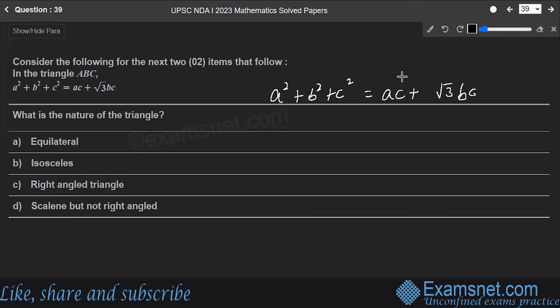Now, I can't solve this directly. There are unlimited possible ways in which we can proceed with the sums to check. But the easiest one will be to go with each and every option one by one. If I check for the first one, if the triangle is equilateral, then a is equal to b is equal to c.